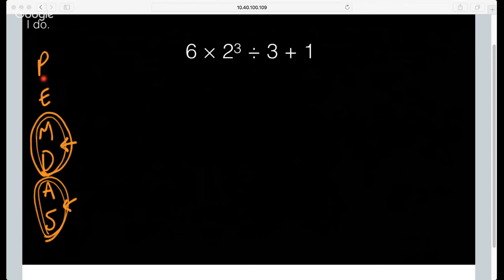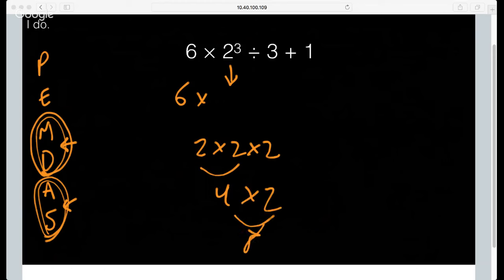So again, parentheses, there are no parentheses. Exponents here, yes, we have an exponent. So I'm going to write 6 times whatever this is going to equal. So 2 times 2 times 2. 2 times 2 is 4, times that last 2 is 8.